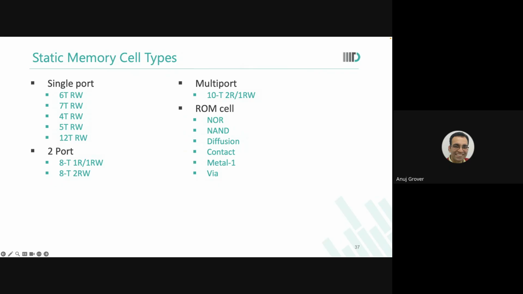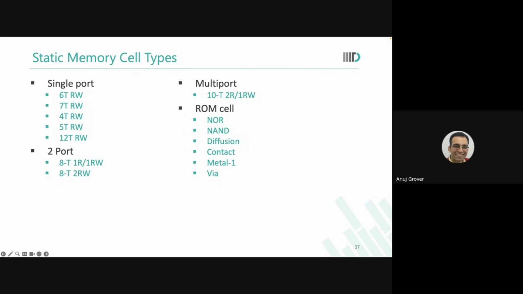So you will see that in advanced technologies, no one talks about ROM diffusion at all. No one talks about it. People say metal 1 or VR1. If you are programming the contact, they will be like, okay, you are taking a contact ROM. Are you with me? That was what we were talking.